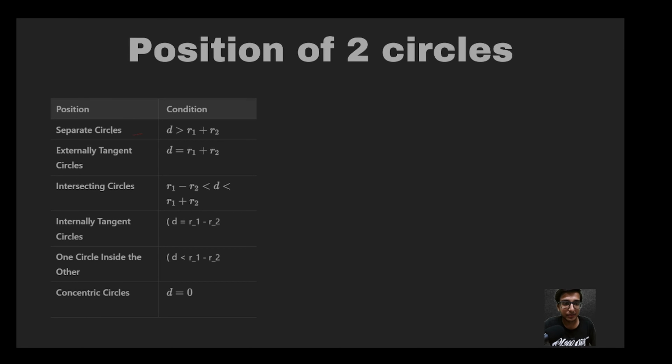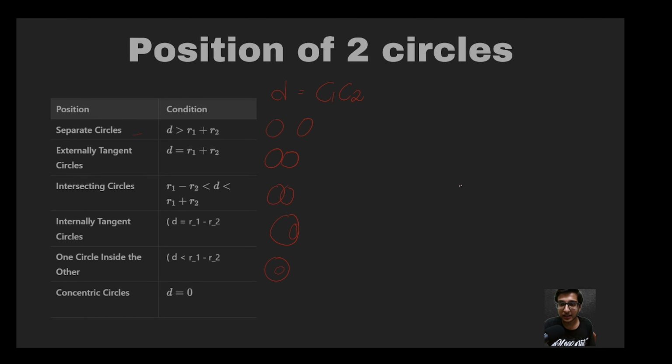Again, the same things have been mentioned here. Let's say D is nothing but C1C2, the distance between the centers of two circles. If they are separate circles, then D would be greater than R1 plus R2. If they are externally tangent circles, that means they are touching each other. Intersecting circles means they are intersecting at some point. Internally tangent means one circle is bigger and the other one touches it internally. One circle inside the other means they are not touching at all, however one is inside the other circle.